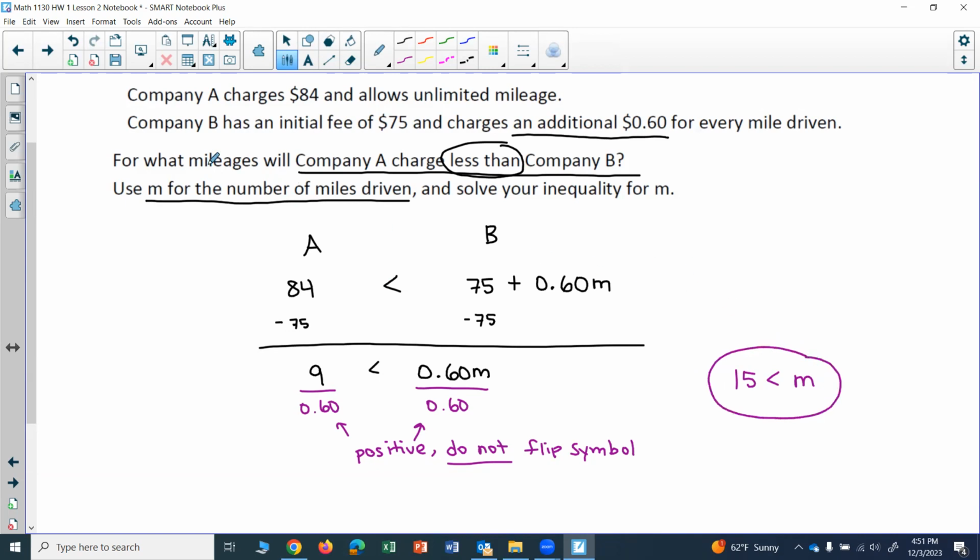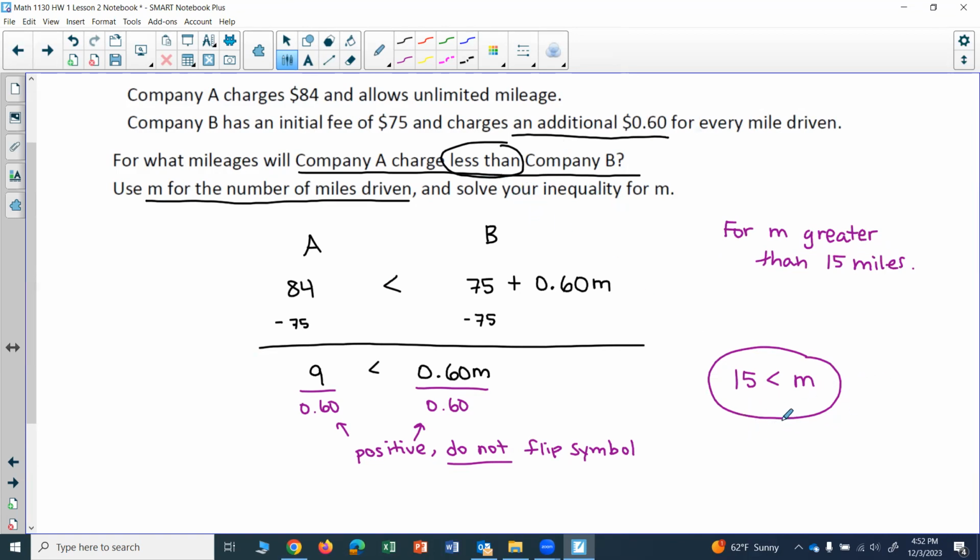So the question was, for what mileages will Company A charge less than Company B? And we would say for M greater than 15 miles, Company A would be charging less.